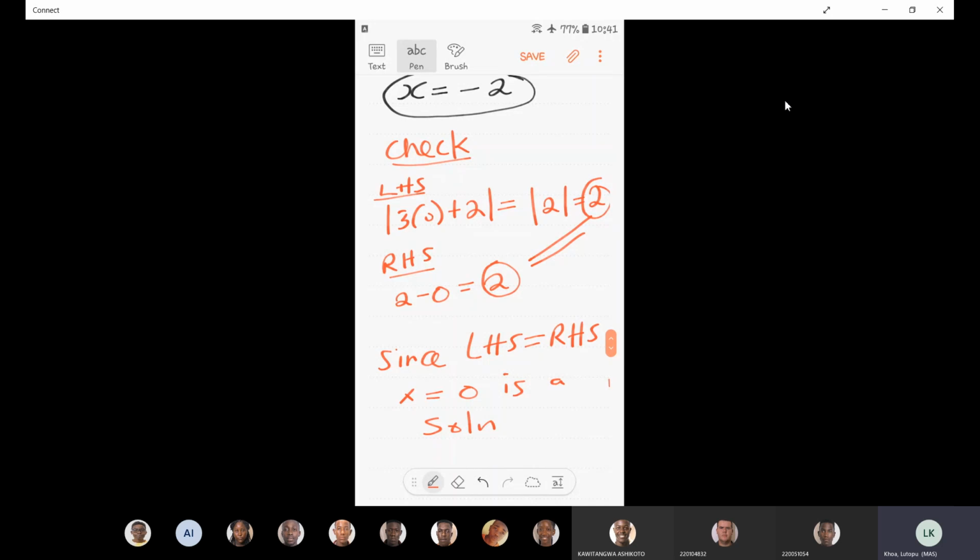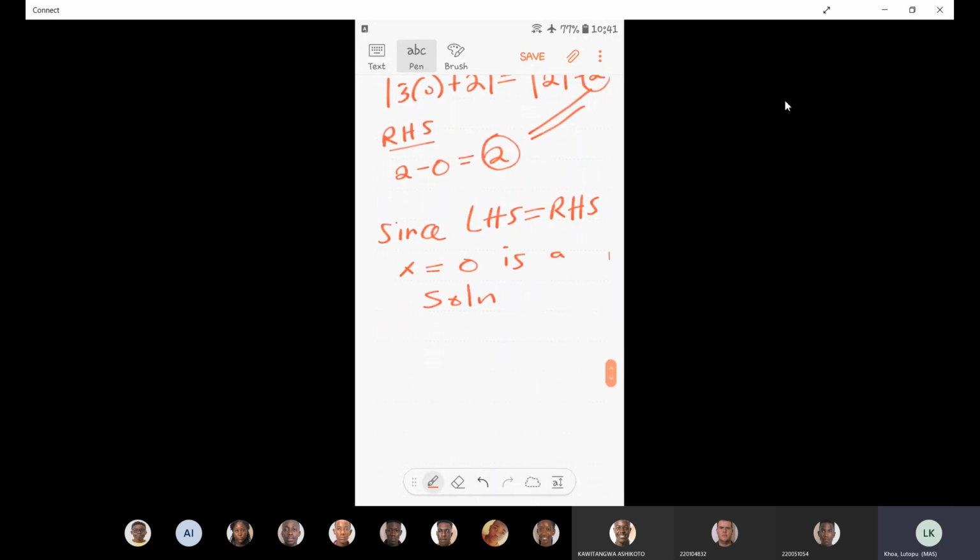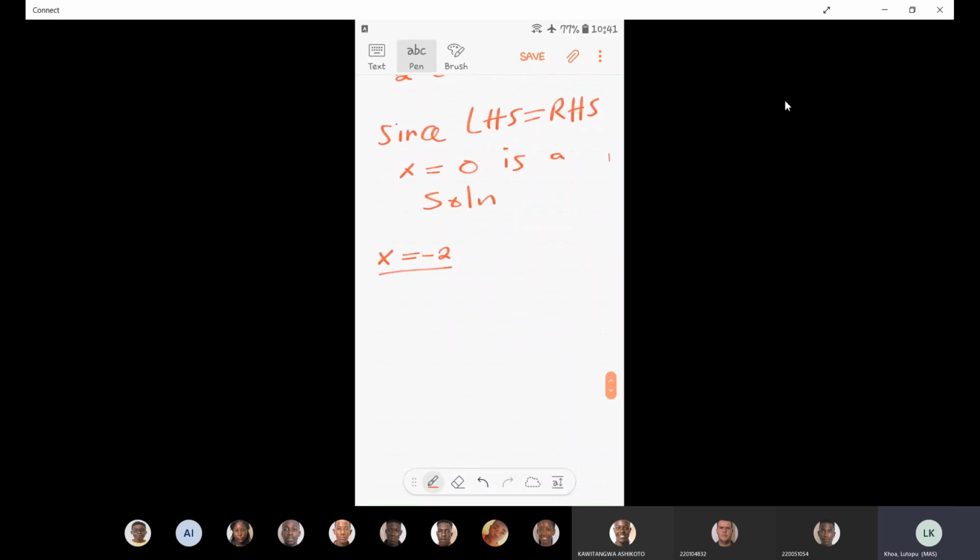Okay, so that one is checked. And then I move on to the next one. X is equal to minus 2. So I need to check if this is valid or not. So I will substitute it on the left hand side. When I substitute it on the left hand side, I have absolute value of 3 times minus 2, 3 times x, and then plus 2.